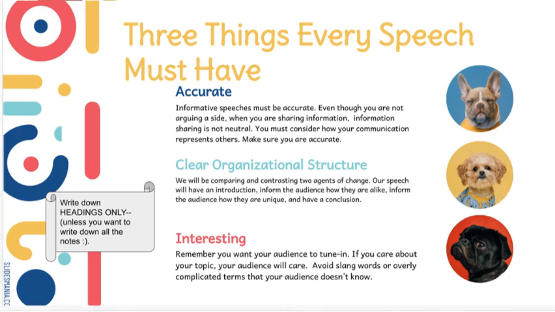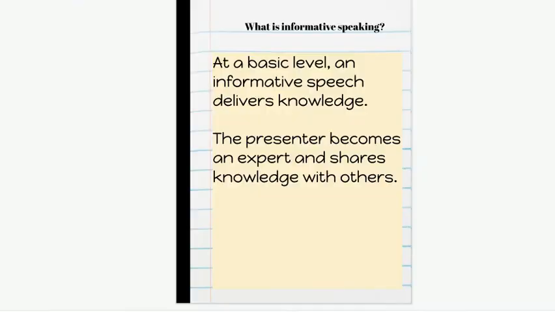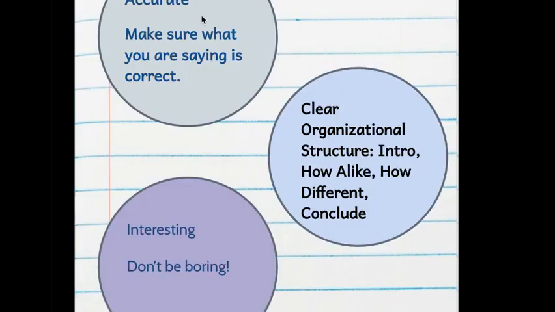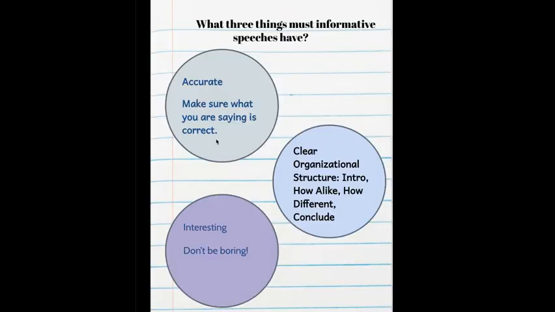Okay, so in your writer's notebook right now, I want you to go to that next page and let me present this. And so I just want you to write accurate. Make sure everything that you are saying is correct. Clear organizational structure. I want you to write intro, how alike, how different, conclude. And interesting, I just put don't be boring. I don't know. That's the only way I could think of it. Or, I mean, you could write whatever you want. You could write stay engaging, be excited. Whatever you want to write there, go for it.